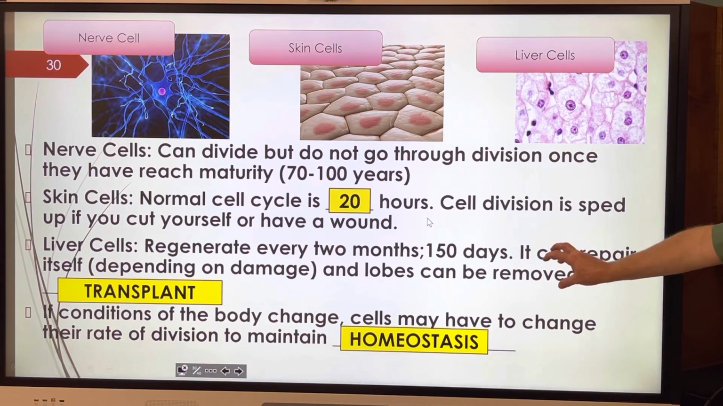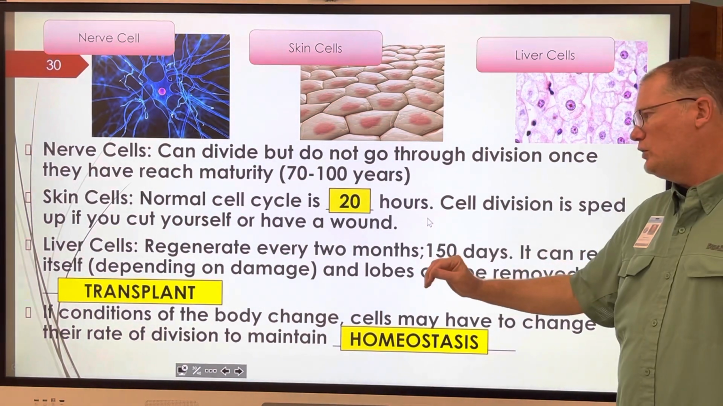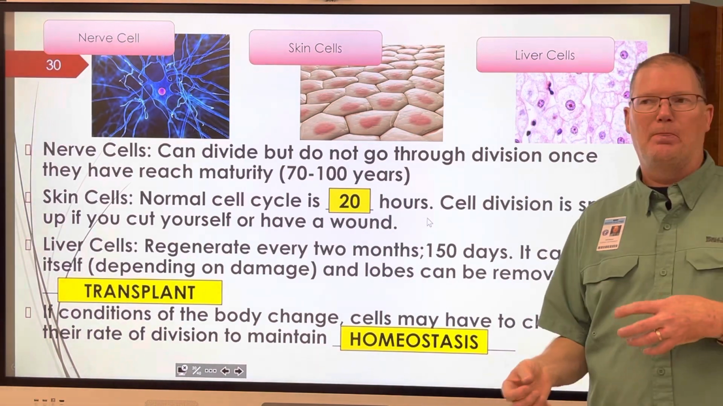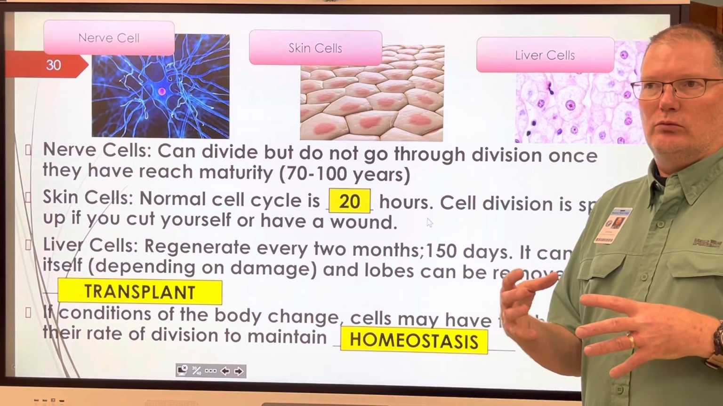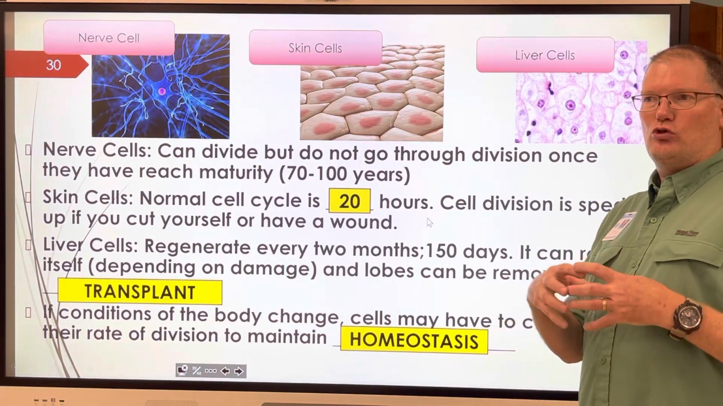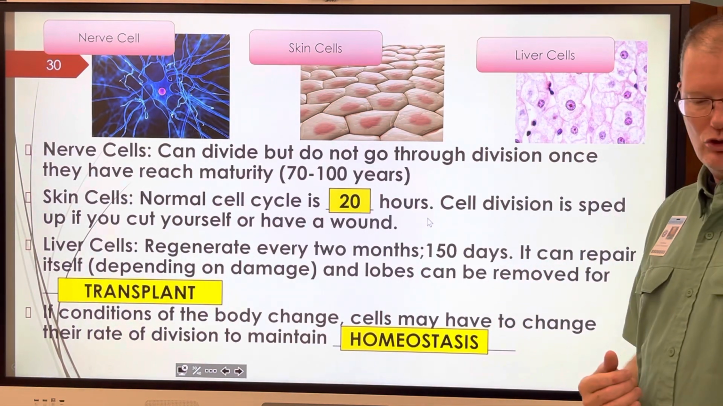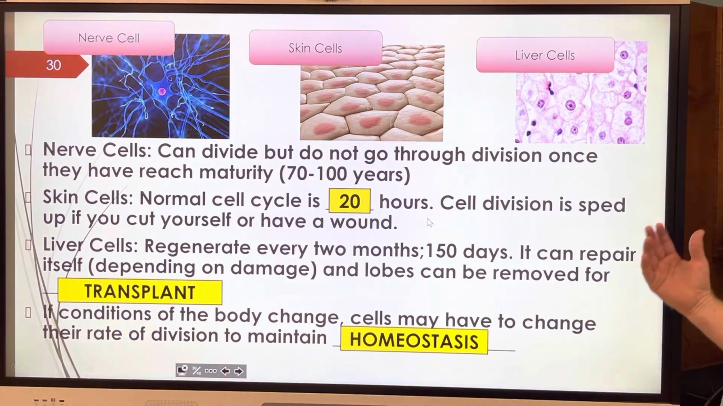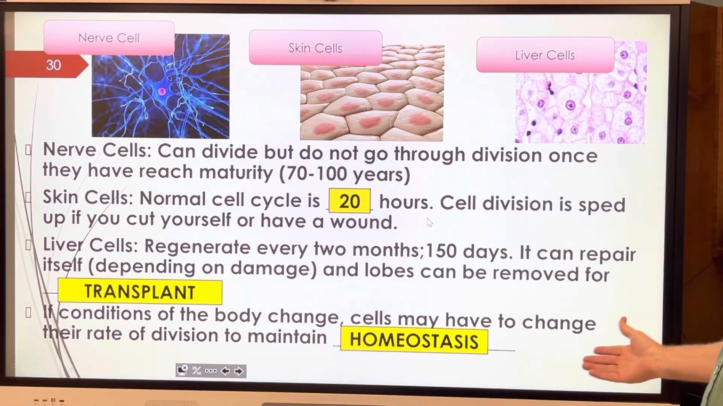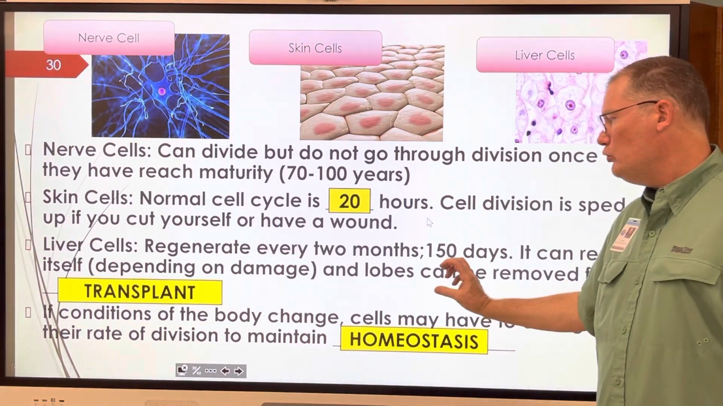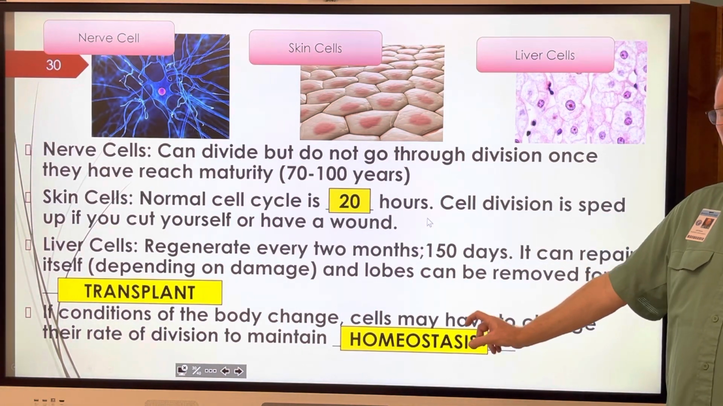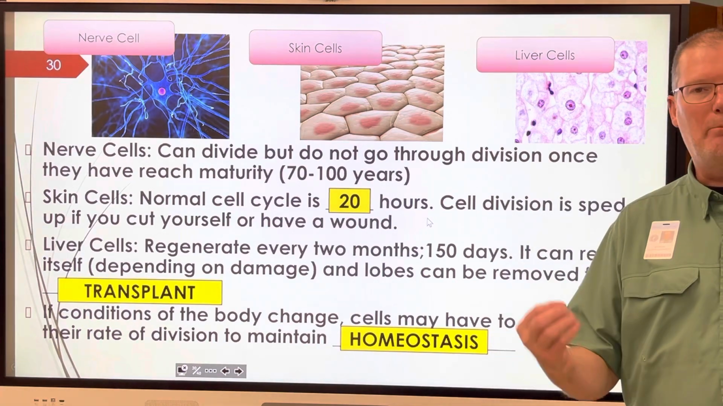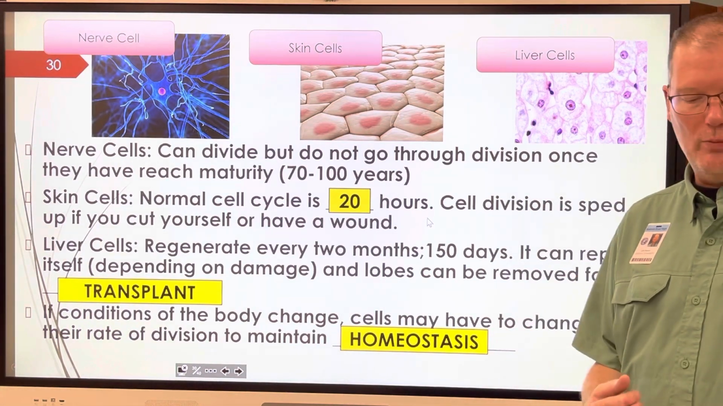And the liver can repair itself. That's why you can get a transplant. You can even donate part of your liver, or a kidney, to somebody who can be a match. And you would heal from that because of mitosis. All these different rates are used to maintain that stable body condition we call homeostasis.